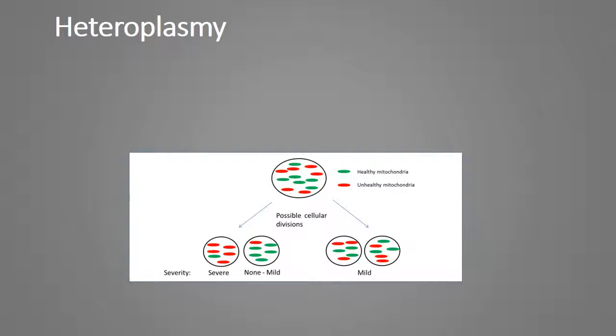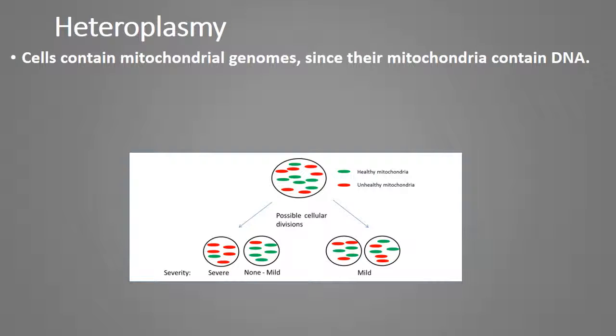Heteroplasmy is kind of an interesting thing. What you're looking at there is a representation of mitochondria in a maternal cell, and then there's all different sorts of possible ways to split up those mitochondria to make offspring. So inside mitochondria, we know there's DNA, so every cell has a mitochondrial genome, the same way you have a nuclear genome.